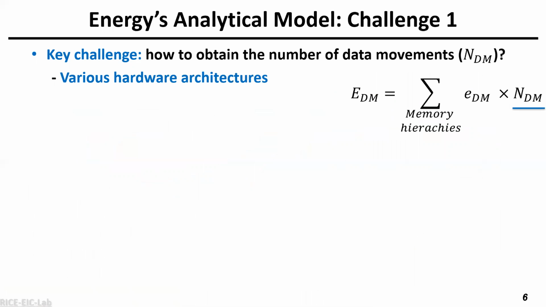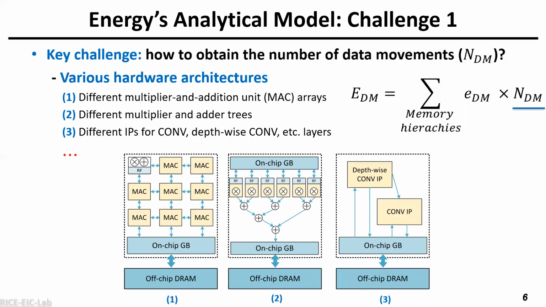As mentioned, the key challenge to predict a DNN accelerator's energy is to obtain the total number of different data movements or memory accesses, N_DM. Why is it difficult? First, N_DM depends on the adopted hardware architectures, which can take numerous forms, such as different sizes and shapes of MAC arrays, different multipliers and adder trees, different hardware IPs for DNN operations, and different memory hierarchies and sizes.